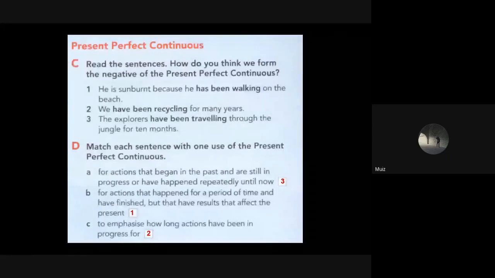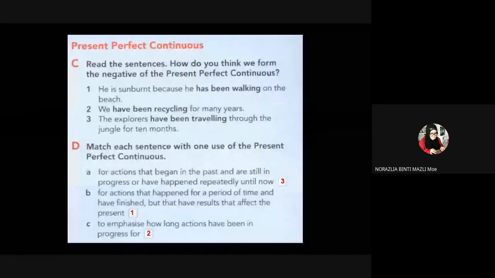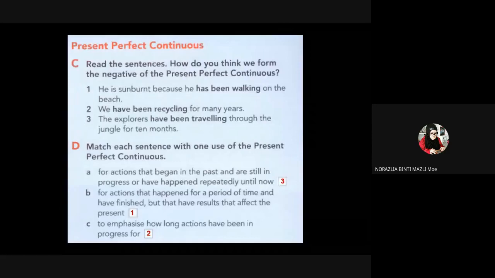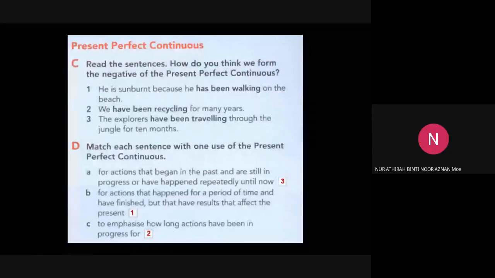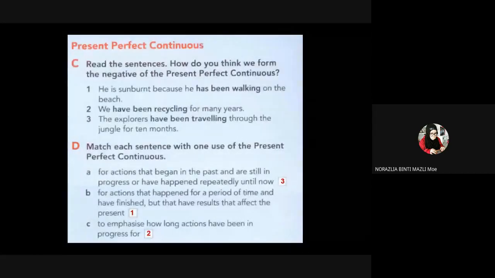Kenapa happy sangat tu? Tak ada issue. Tu buka kamera. Oh, alah sayang tak sempat tengok muka Muiz. Okay, so tu. Baik Muiz, tak apa. Kalau Tira kita kejut lah nanti ikutlah Tira. Okay, so yeah, to emphasize how long actions, so many years. Okay, for many years. Astagfirullah. Okay Muiz, okay. Sorry Muiz, gurau Muiz.